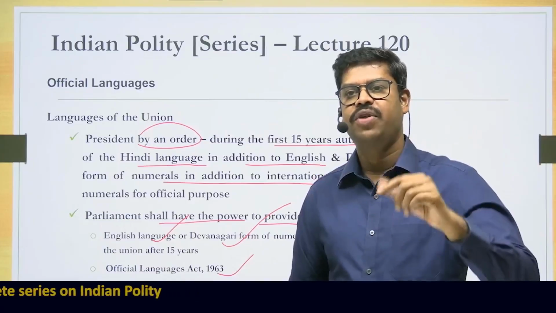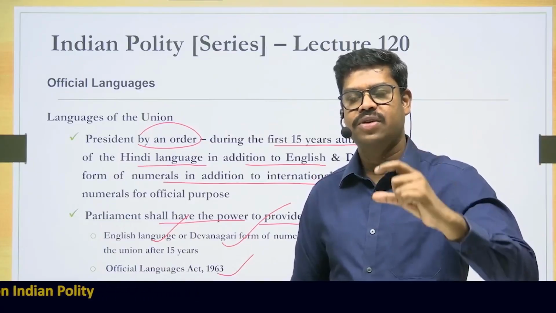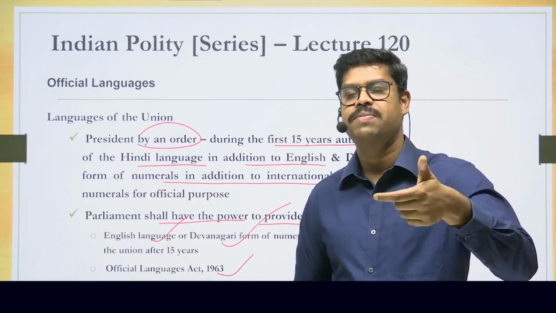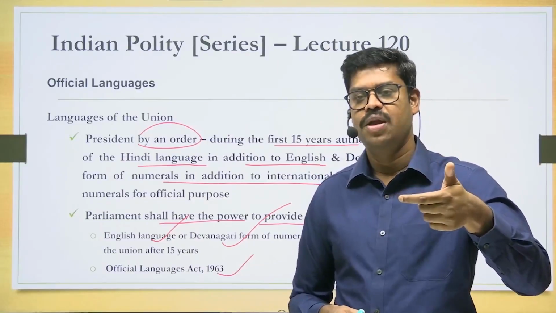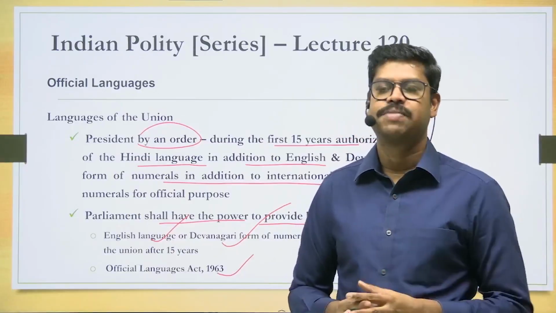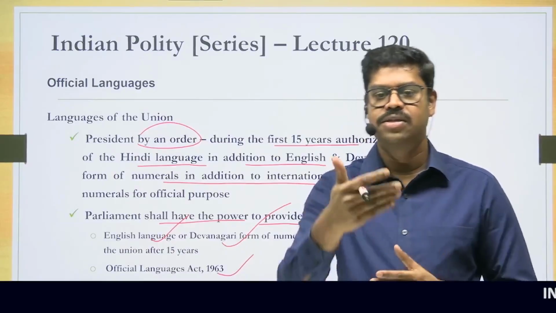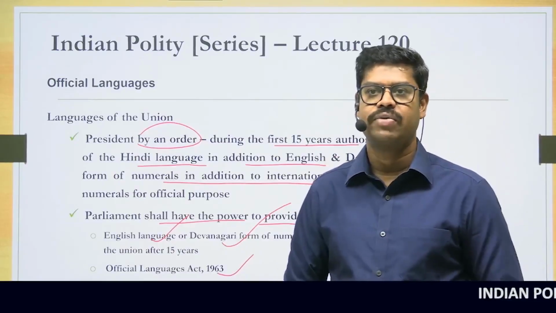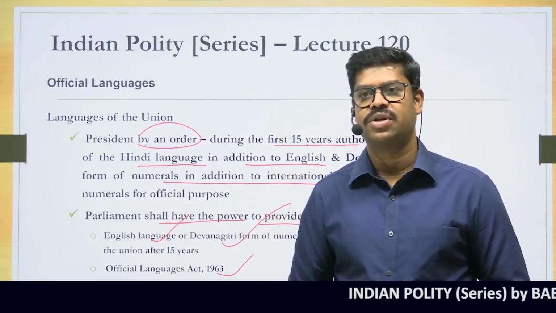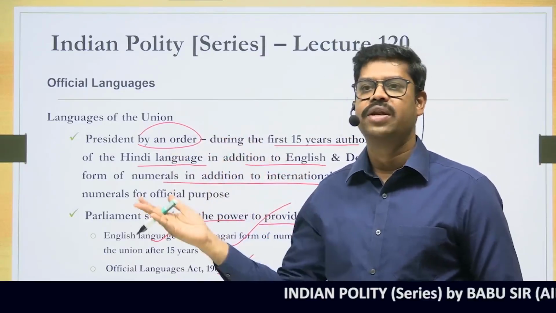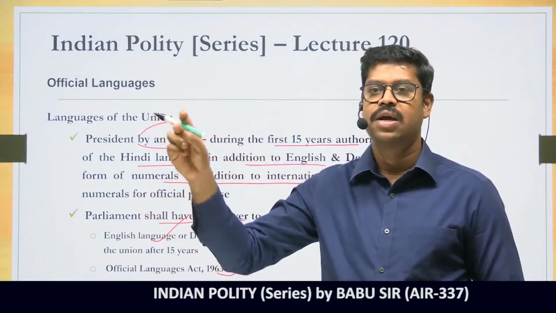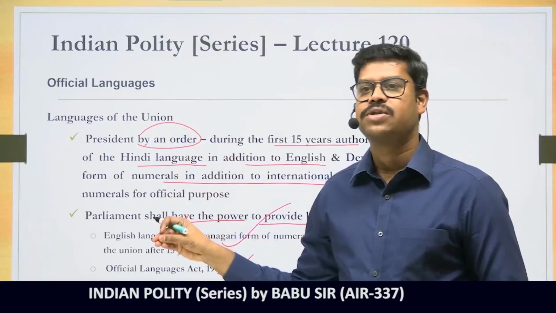But for the first 15 years, this may not come into force. For the first 15 years, English should continue to be an official language for the purpose of ease of administration. But during the 15 years, if the president wants, the president can specify an order. By that order, he can simultaneously allow Hindi to be an official language, and the Devanagari form of numerals can also be used as an official language. But after 15 years, can English continue to be an official language? No, only Hindi can be an official language, unless and until the parliament makes a law in this regard.